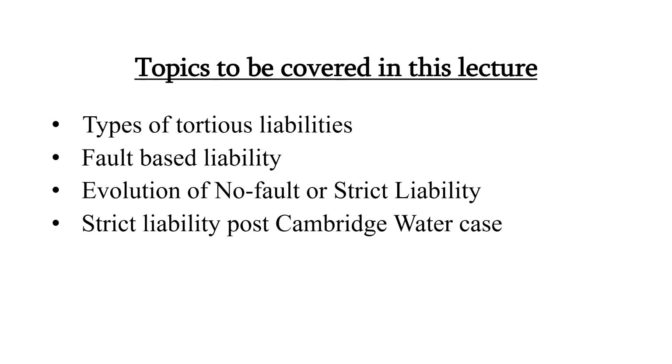The topics that will be covered in this lecture are the following. First, we will discuss the types of tortious liabilities. Followed by that, we will introduce the concept of fault based liability. Then we will move to the no fault liability, and where from this no fault liability has emerged in the law of torts, which is also known today as strict liability. What is strict liability and how does it work? And then we will discuss one important case in strict liability which has modified its approach, and what is the effect of this strict liability regime post this judgment.